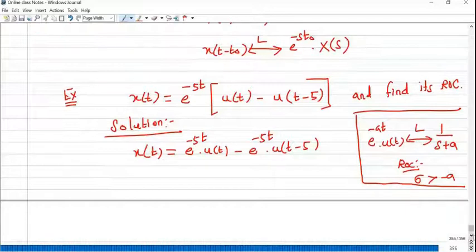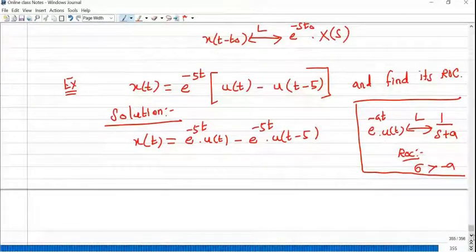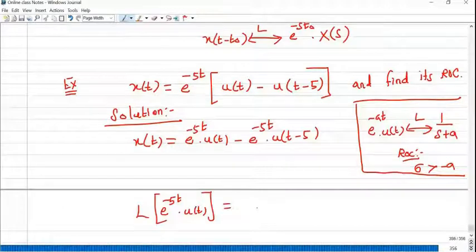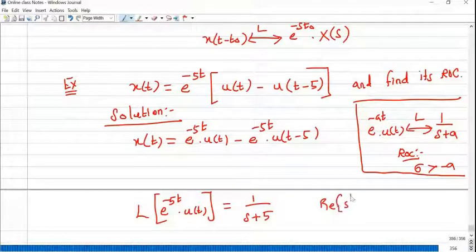For e power minus 5t u(t), if you find the Laplace transform, your result is 1 divided by s plus 5. Region of convergence: real part of s is greater than minus 5. Next, we have to find e power minus 5t into u of t minus 5.